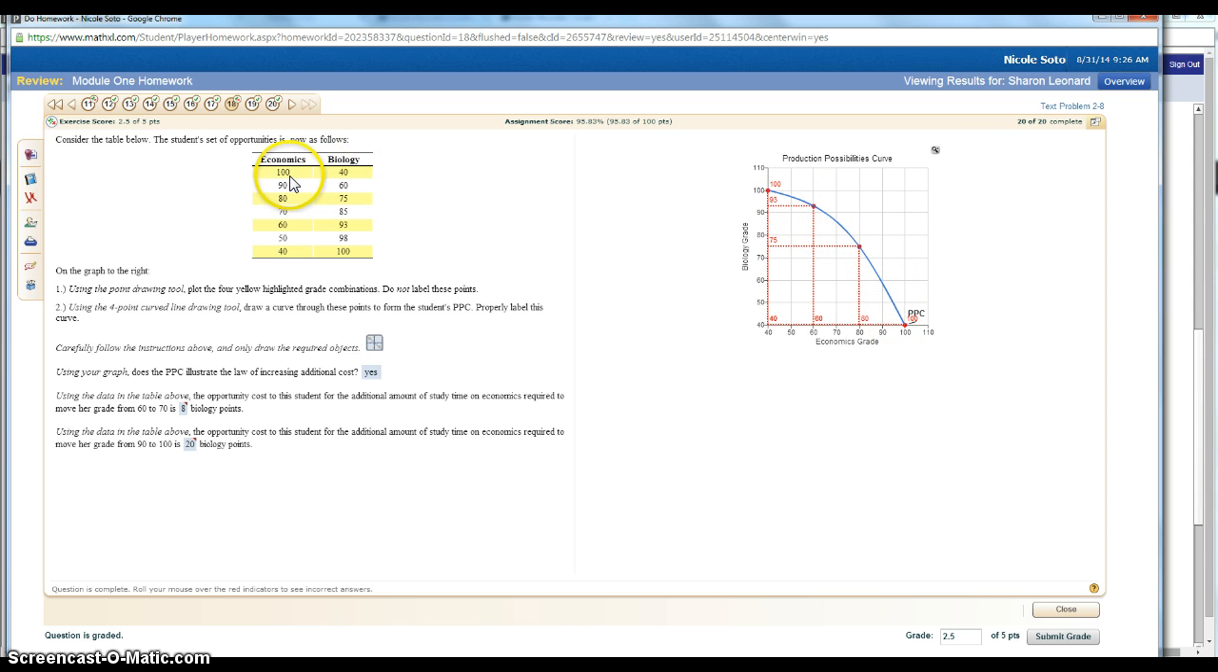These are pairs. So you see the 100 and the 40 is 100 here and 40 there. And you see like the 60 for econ and the 93 for bio. You see that here, 60 and 93. So that is how you interpret this, and that is how you answer those questions. If you're still concerned, please feel free to let me know.